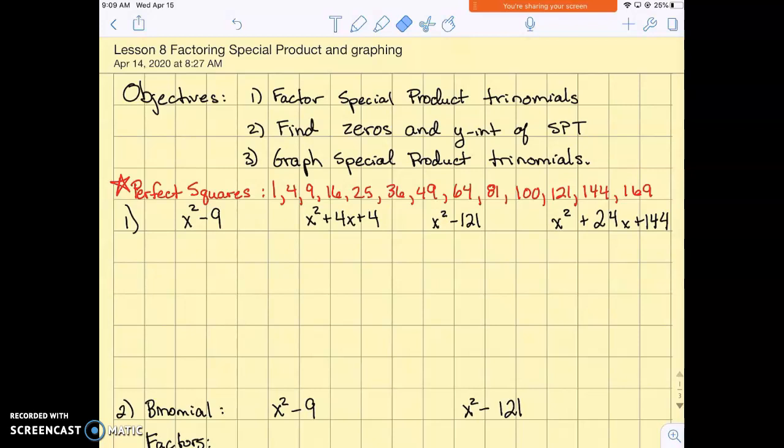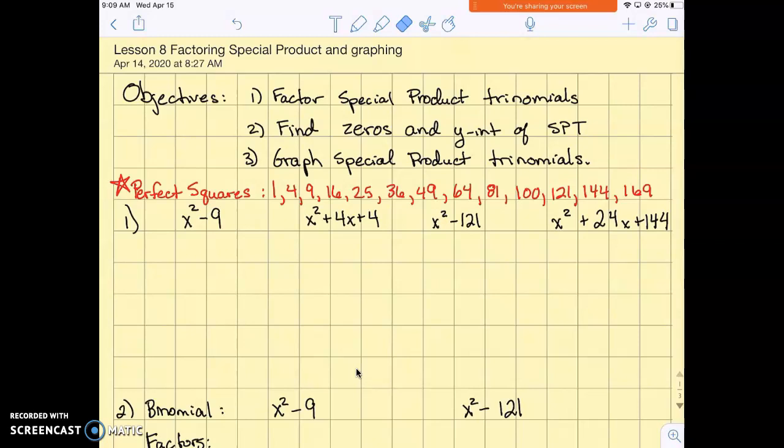Okay, here we are with our last set of notes for week 4. We want to now go backwards. Last video we were multiplying special products, and now we're going to factor special products. We're going to do a little bit of extension. You do already know how to do this. We're going to find zeros, and we're going to graph the special products as well.